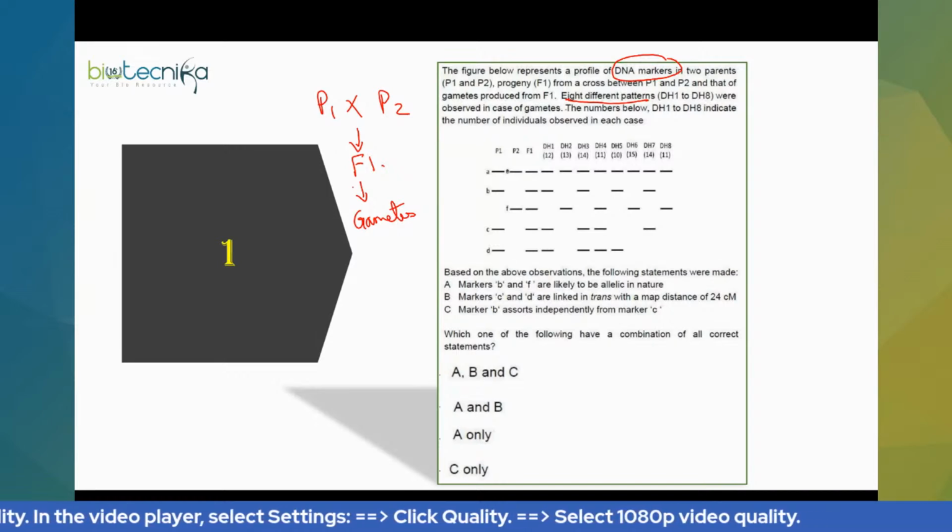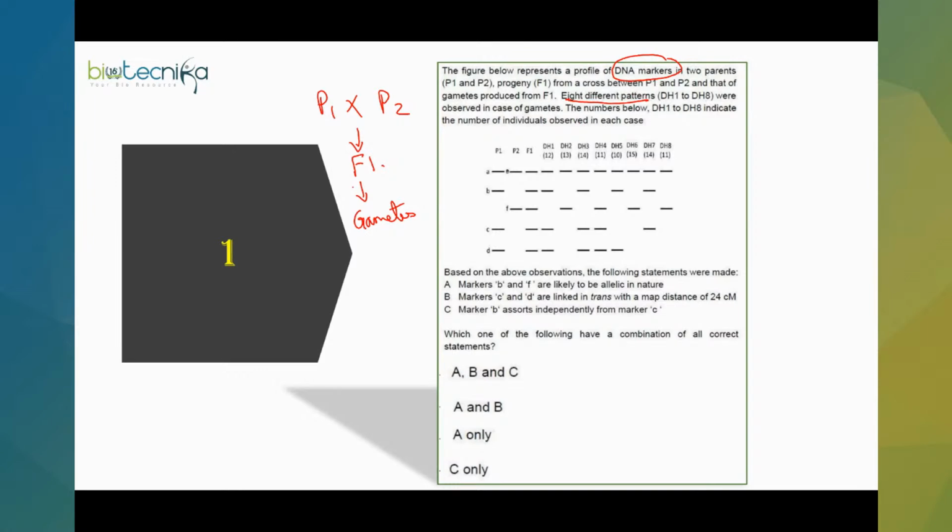Yes, so the 8 different patterns of the DNA marker that we are analyzing here are in 8 gametes. These gametes are marked from here. So basically DH1 to DH8 are the gametes of F1. And the numbers in the bracket shown below are the number of each gamete. Numbers below DH1 to DH8 indicate the number of individuals observed in each case.